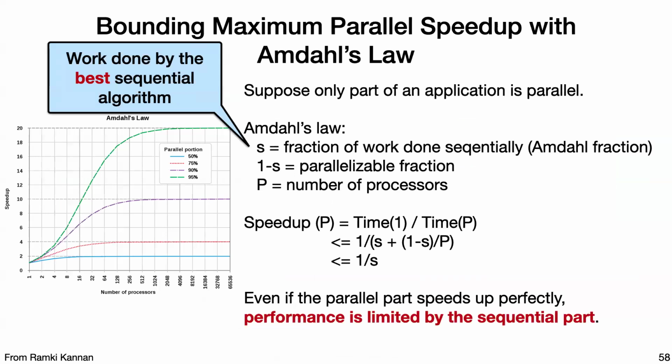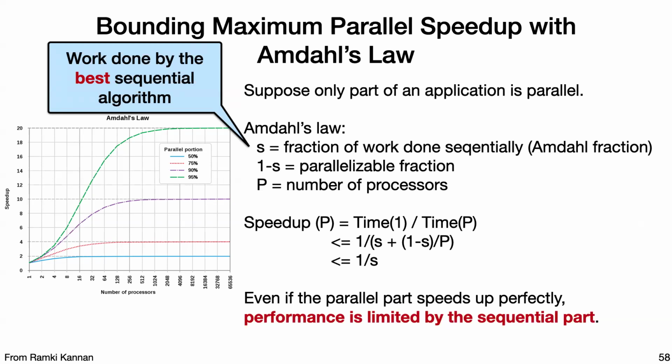This is the most original rule in parallel computing, which is called Amdahl's law. Amdahl's law tells us how much speedup we can possibly expect from a parallel program, which is the actual speedup that you can get. Suppose you have an application and part of it is parallel. You have two parts of your program: one is the fraction of work done serially, which is S, and then 1 minus S, which is the parallelizable fraction.